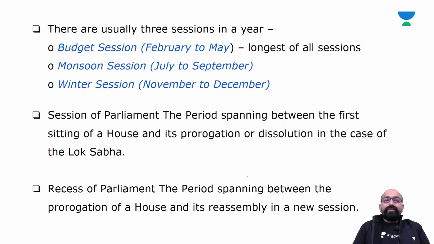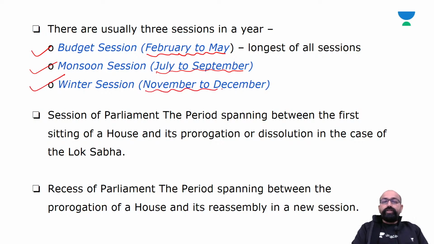Now, there are usually 3 sessions in a year, where first is budget session from February to May, which is also known as the longest session of the parliament out of these 3 sessions. Second is monsoon session, which is conducted during July to September. And third, winter session from November to December.